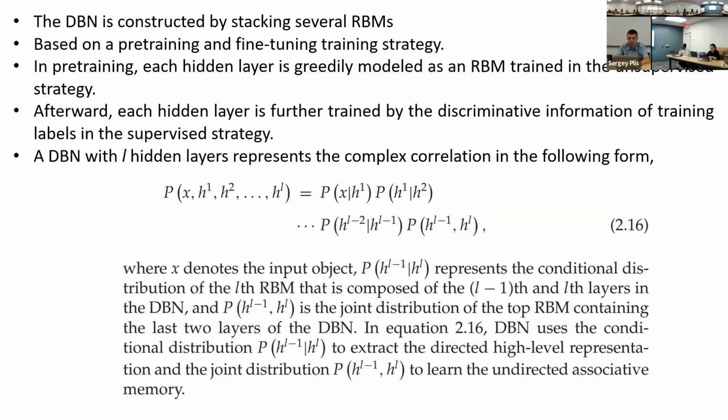To achieve the joint and conditional distribution in this architecture, each hidden layer is modeled as an RBM and the output of the lower RBM is input to the next RBM. So this process is repeated until the final hidden layer is trained.